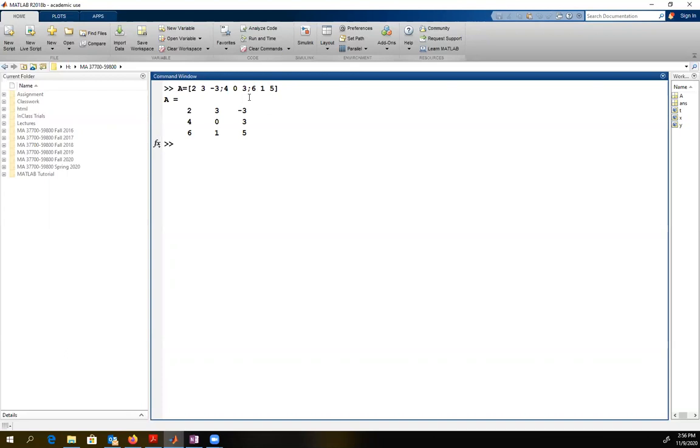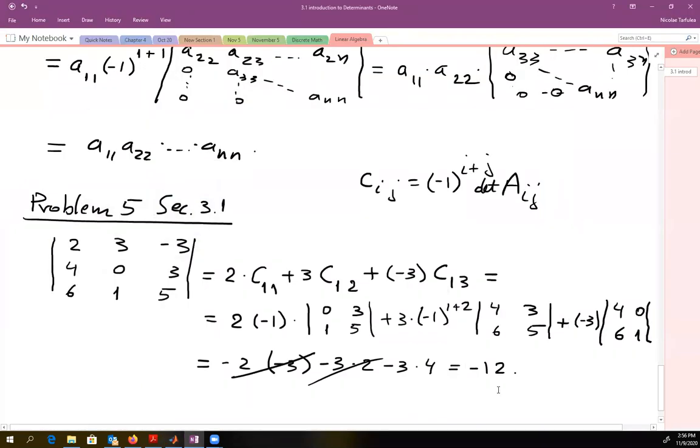Now, you can compute the determinant of A. It's a built-in function. And we obtain something different. Minus 24. I forgot something. Oh, yeah. Actually, I didn't forget anything, I just said something wrong here. It's 1 plus 1 here, right?